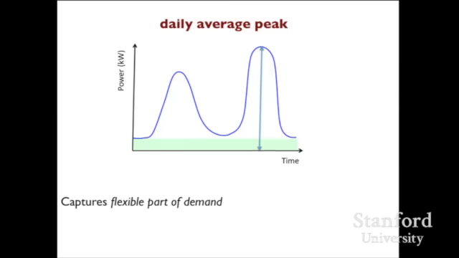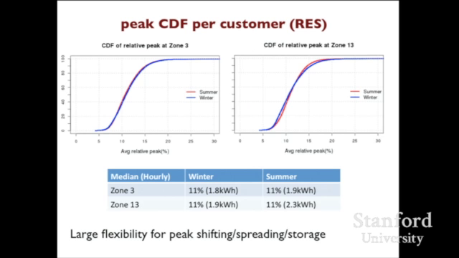Okay? So now let's look at average daily peak. What I want to do is, again, calculate it as a percentage of the total consumption and just plot a histogram where each customer gets a number. Okay? So here's what I see. The median is about 11%. Again, it's independent of the season, independent of whether you're coastal or inland. And that corresponds roughly on residential homes to 1.8, 1.9 kilowatt hours, and about 20 kilowatt hours for a business.